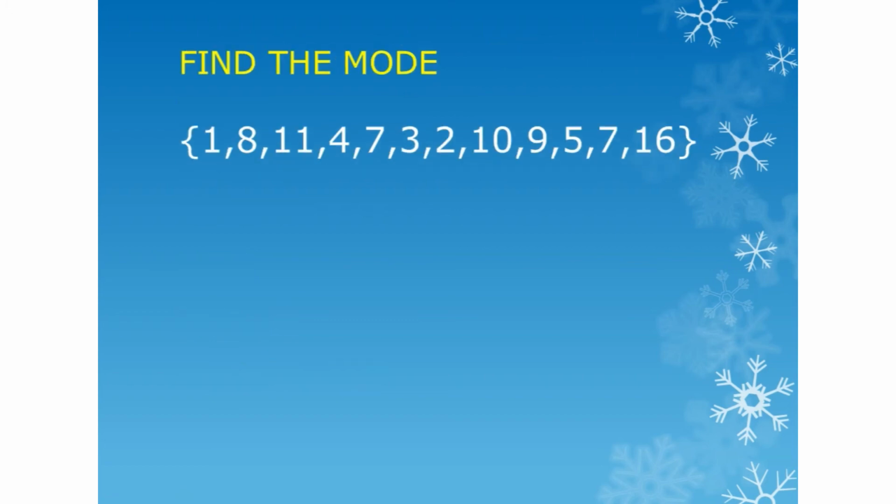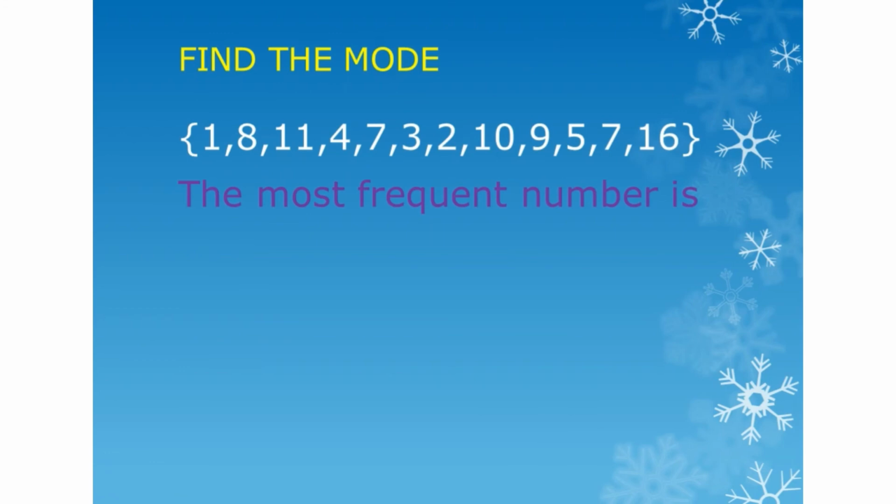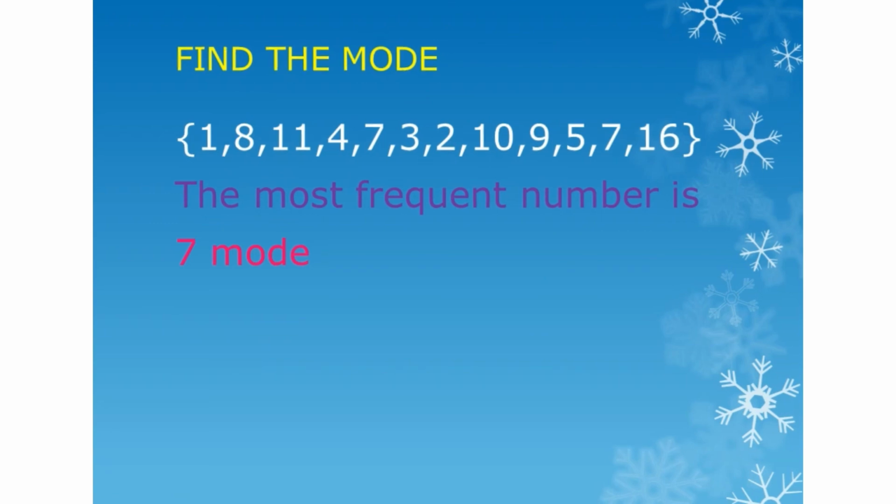Now we're going to find the mode of this data set. Mode is the number that occurs most frequently, and that number is 7. If you look at each number from the dataset, you can realize that all other numbers except 7 occur once, and 7 is the only number that occurs twice.